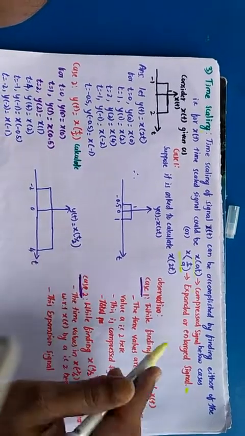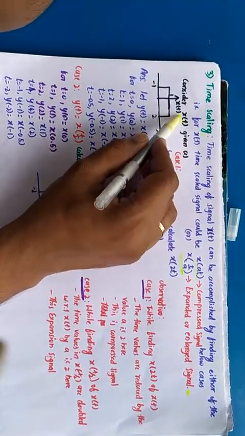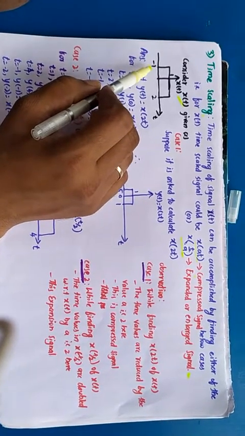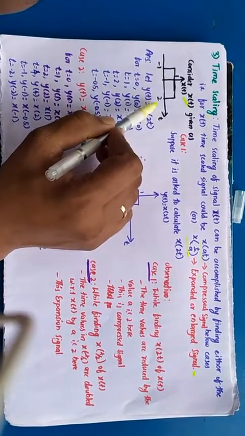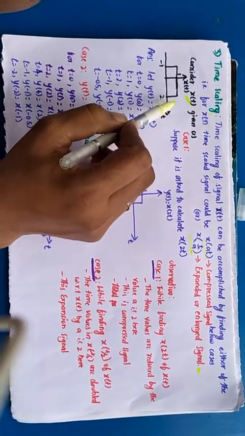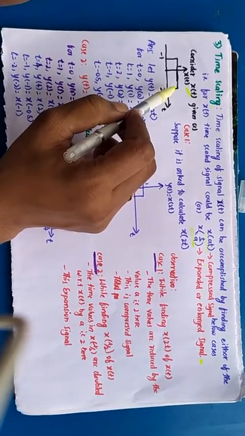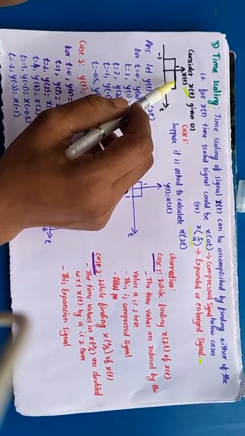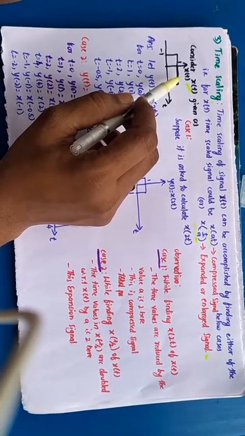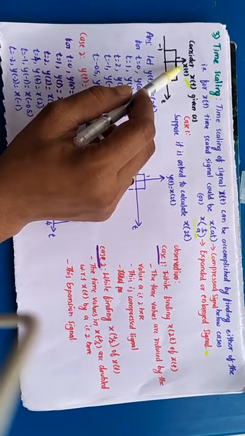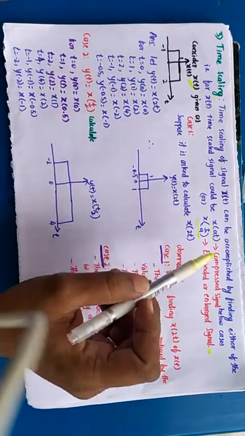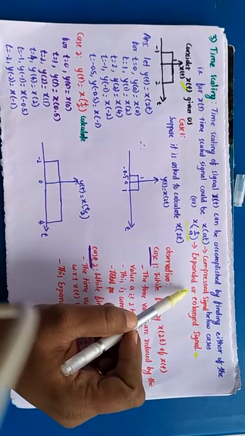Consider this x of t signal given here. In this diagram you can see it starts at -1 and ends at 2, with amplitude 1. This is the given x of t. Now if you are supposed to find the time scaled version of this, we will see both the cases by taking one example for each. It is something like finding x of at or x of t by a. They say it is compressing the signal or expansion of the signal.